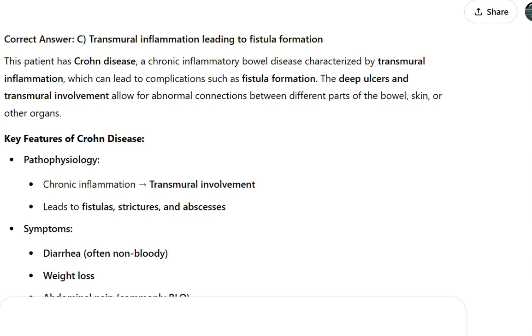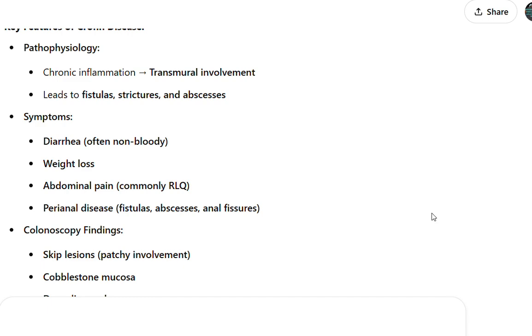or other organs. Key features of Crohn disease: pathophysiology: chronic inflammation, transmural involvement, leads to fistulas, strictures, and abscesses. Symptoms: diarrhea, often non-bloody, abdominal pain, commonly RLQ, perianal disease, fistulas, abscesses, anal fissures. Colonoscopy findings: skip lesions, patchy involvement, cobblestone mucosa, deep linear ulcers.